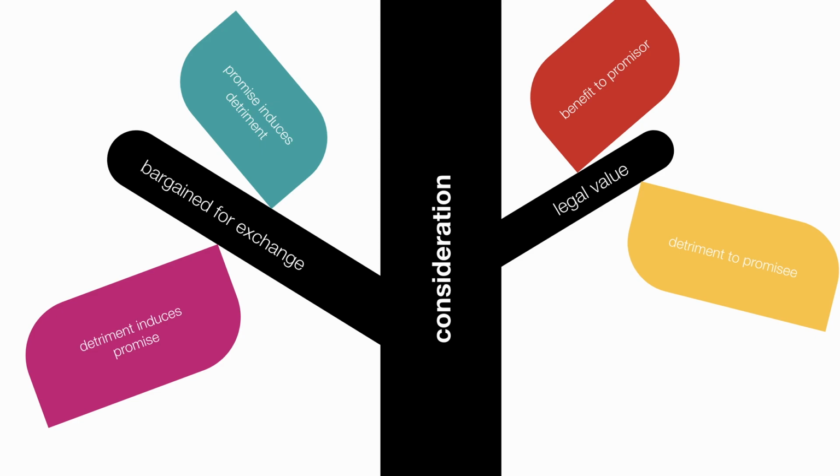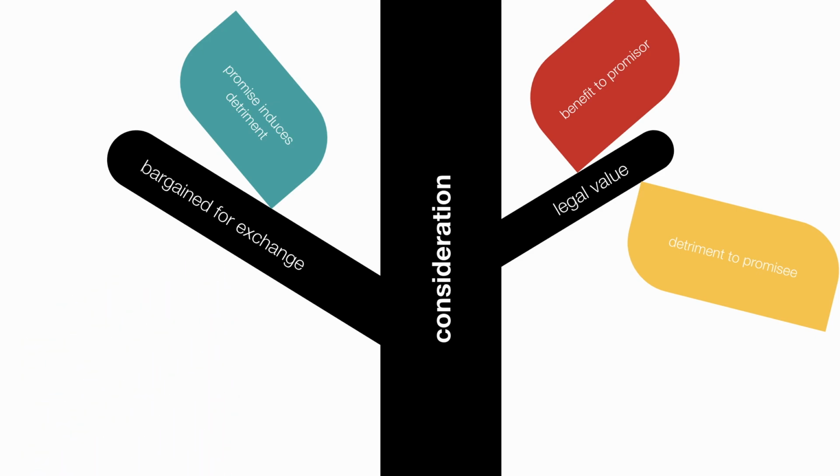So it is not the case that the detriment, that the promisee Bob's detriment, is what induced her to make her promise of a free piano. So that's gone. And that means there can't be a bargain for exchange because we need both parts of it. And that means there wouldn't be consideration, and that her promise then is gratuitous.